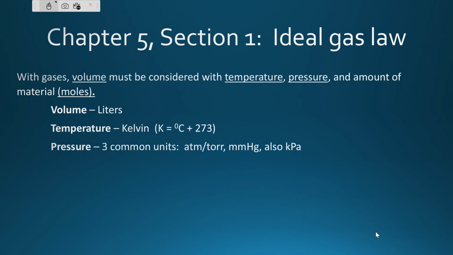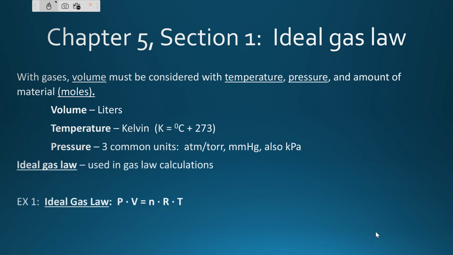Some of the things we have to keep in mind with the ideal gas law: when we're talking about volume, we're always going to be referring to liters. Our temperature always has to go into Kelvin. And typically, when we talk about pressure, we're going to be putting it in atmospheres or torrs. Sometimes when we're collecting data, we'll be collecting it in millimeters of mercury, or we might also be collecting in kilopascals. So we're going to take a look at how some of those things work and some conversions in there.